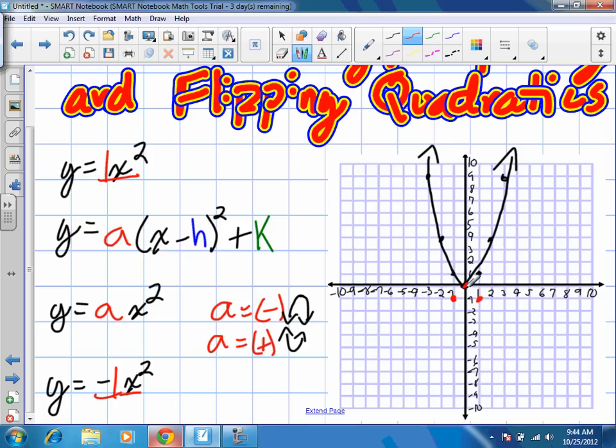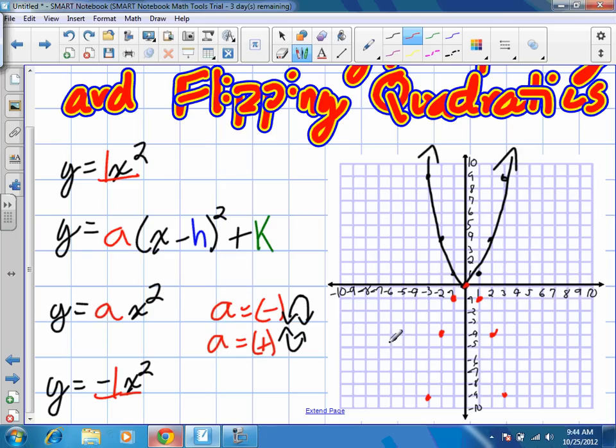Let's do it the other way. We go over 2. 2 squared is? 4 times negative 1. So we go down 1, 2, 3, 4. Over 2 squared is 4 times negative 1 is down 4. If we were to go over 3, 3 squared is? Times negative 1? So that should be the idea to why we go downwards.